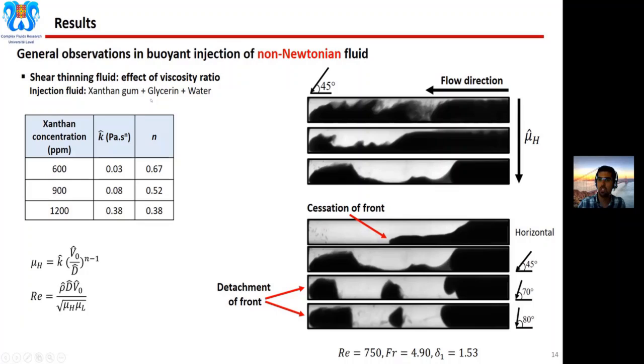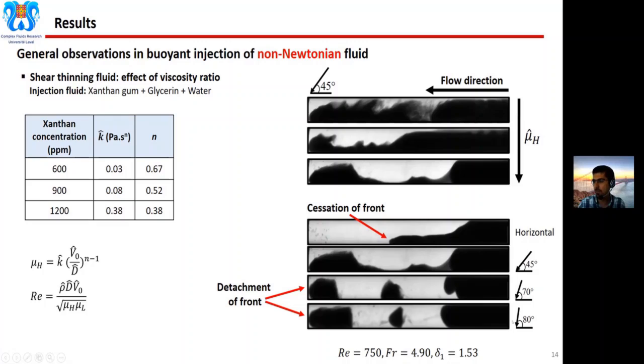In this slide, you can see I used a shear thinning fluid, which is a mixture of xanthan gum, glycerin, and water. We have prepared three different solutions with three different rheological parameters. In these snapshots, you can see that from top to bottom, the viscosity of the injection fluid increases. As the viscosity increases, the mixing between the two fluids decreases, and we have a sharp interface between the two fluids.